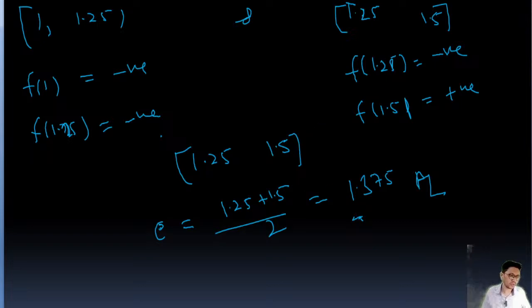Well, guys, this is about the bisection method. Now I'm going to start the Newton-Raphson method. Okay, Newton-Raphson method.